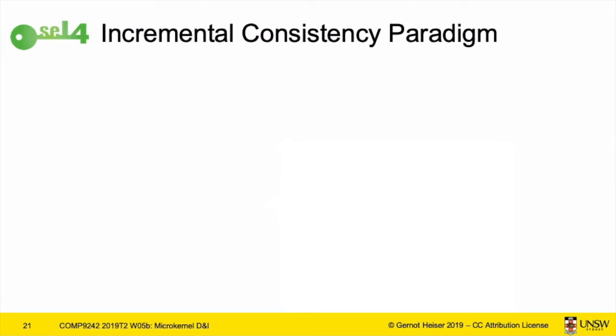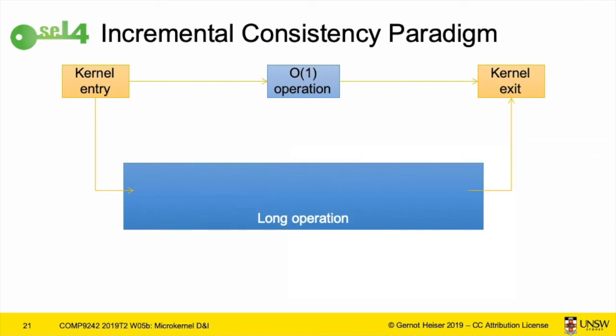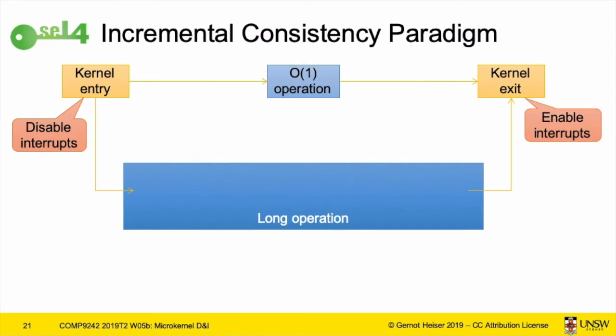And here we have a sort of half preemption kind of thing. They're called preemption points. They're not really preemption points because the kernel doesn't get preempted, but they're points where we check whether there's an interrupt pending. So the kernel is designed in what we call an incremental consistency paradigm. We have kernel entry, then do something, and then kernel exit, and of course the hardware disables interrupts on kernel entry and enables interrupts on kernel exit, and we keep it that way for the whole execution.